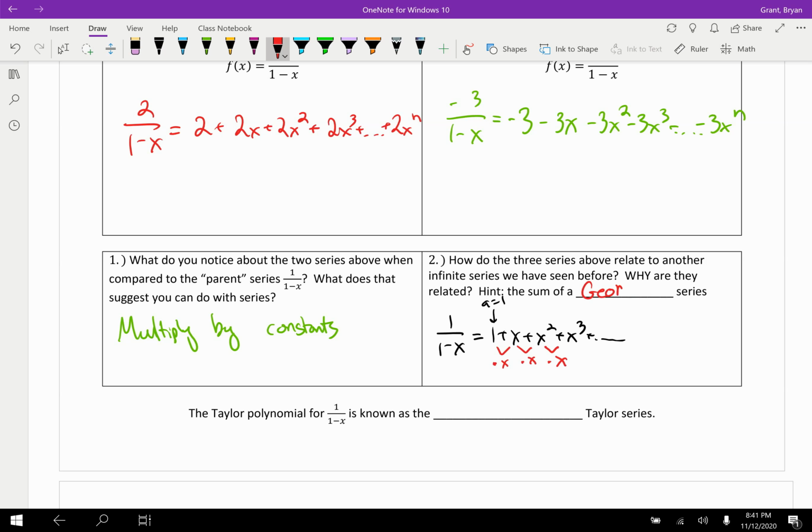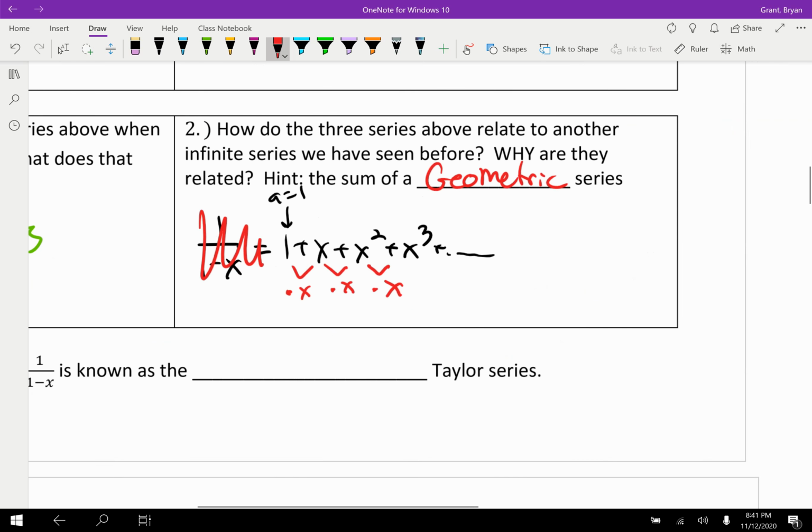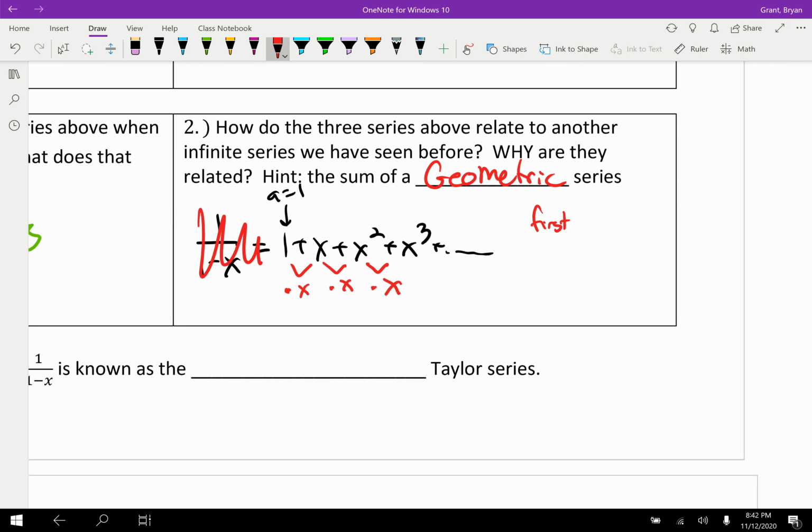Geometric, apparently I'm great at spelling. Go me, I picked the right career.